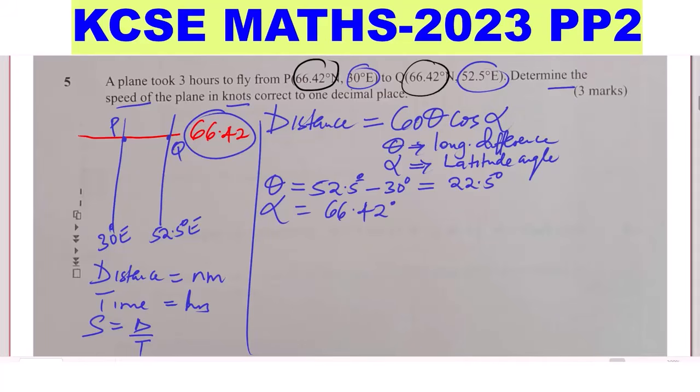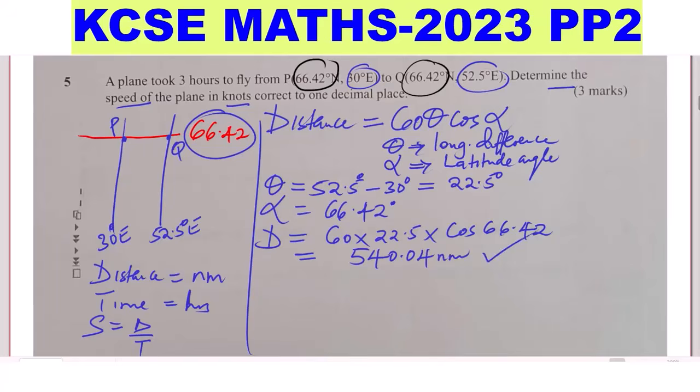So now we get the distance. Distance is given by 60 multiplied by theta, which is 22.5, times the cosine of the latitude angle, which is 66.42. Just use a calculator to do this, and this will give 540.04 nautical miles. So that is the distance.